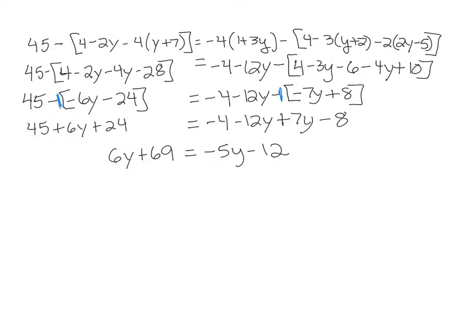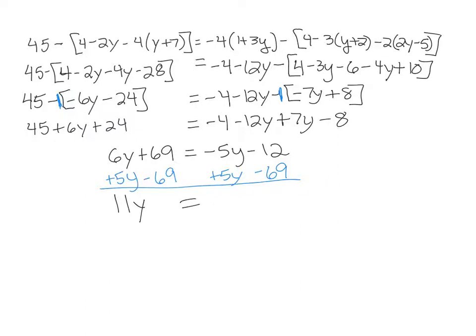And now I'm at the point where I can move things from one side to the other. So I want to add 5y's to both sides, which is going to give me on the left-hand side 11y's. Now, I don't want to have the plus 69 over there with that, so I'm going to subtract the 69. I can do both things at once. Once I get used to it, I know what's going to happen, right?